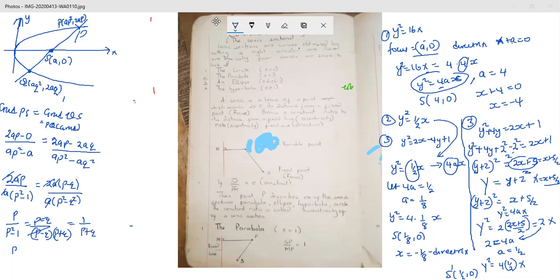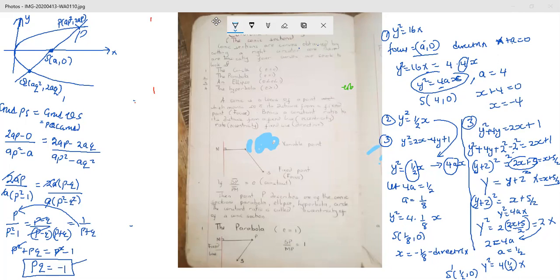So I'll get P squared plus PQ is equal to P squared minus 1. I've cross multiplied this one to this one. Then I can lose the P squared. Finally, PQ is equal to negative 1. This is the condition for the focal chord. If they ask you to prove that the line passing through 2 points P and Q is a focal chord, then that is the condition you have to take into consideration.